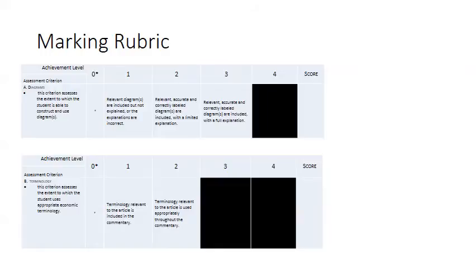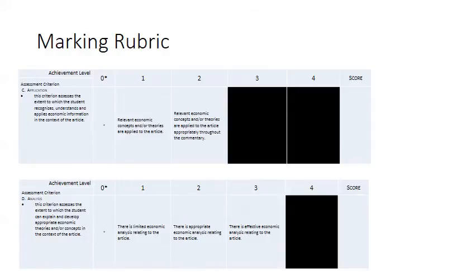Also, if there is any information in the text with specific quantities or a certain percentage increase, the IB loves it when you actually mark that down on the diagram and include actual data. Terminology: it says that terminology relevant to the article is used appropriately throughout the commentary, but what they also mean by this is not only are you using the terminology, but you're giving very precise definitions right in the body of the text of the commentary.